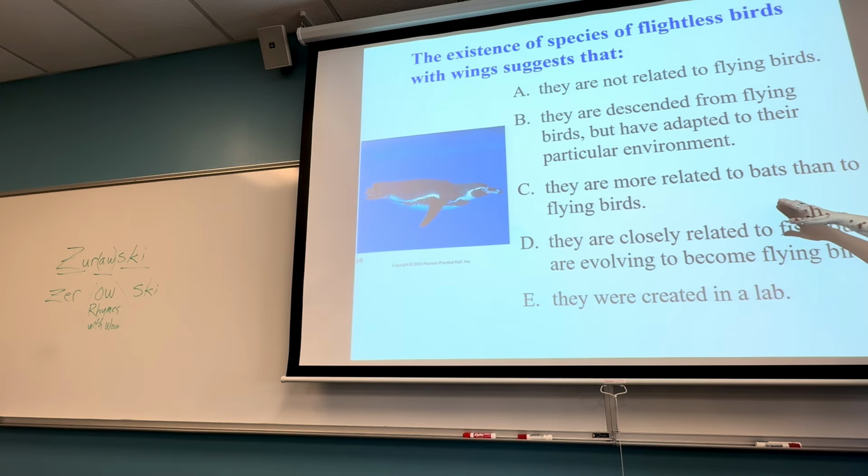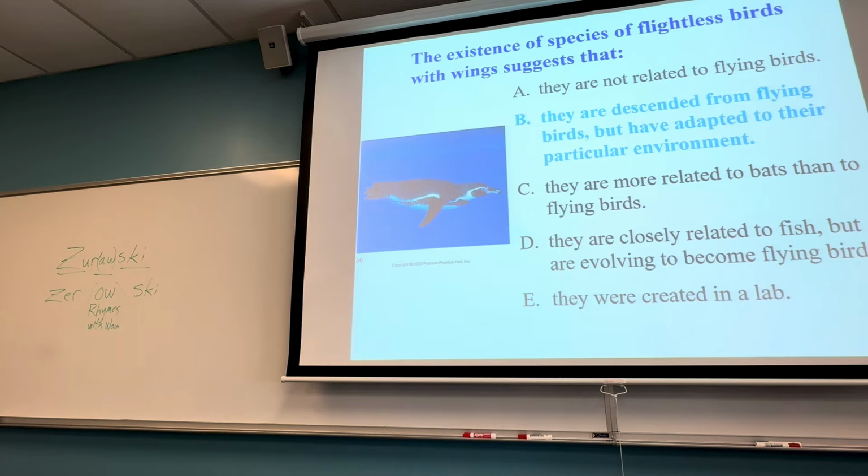They are more related to bats than flying birds. Can you get that out of this information? They are closely related to fish, but are evolving to become flying birds. Goofy. They were created in a lab. Okay, so, good. The best answer here is they're descended from flying birds, but have adapted to their particular environment.